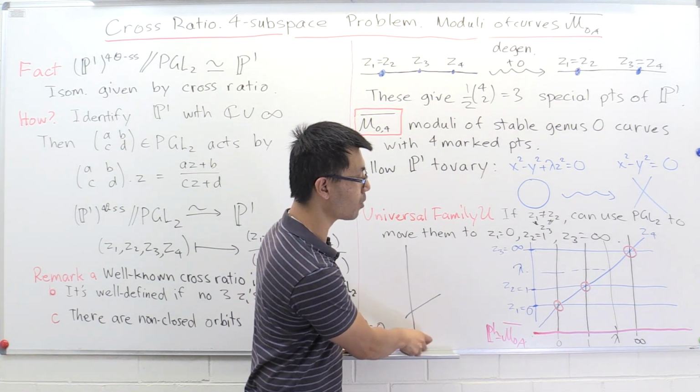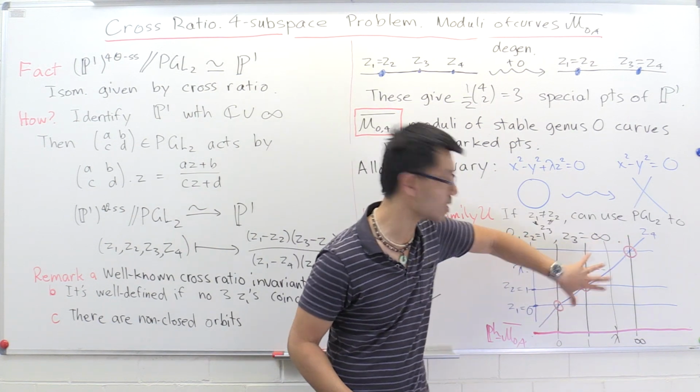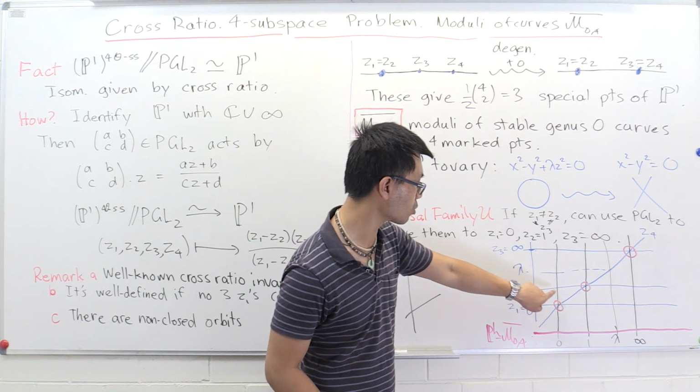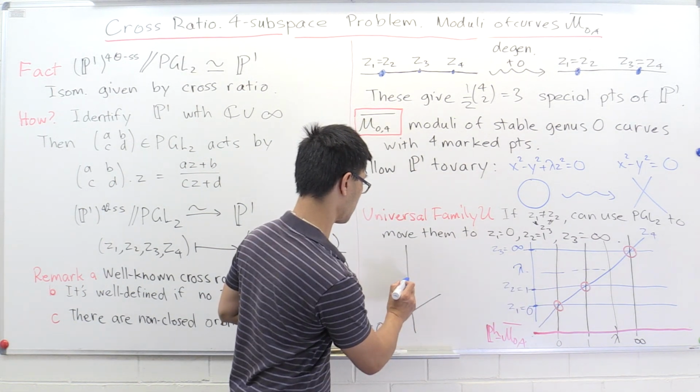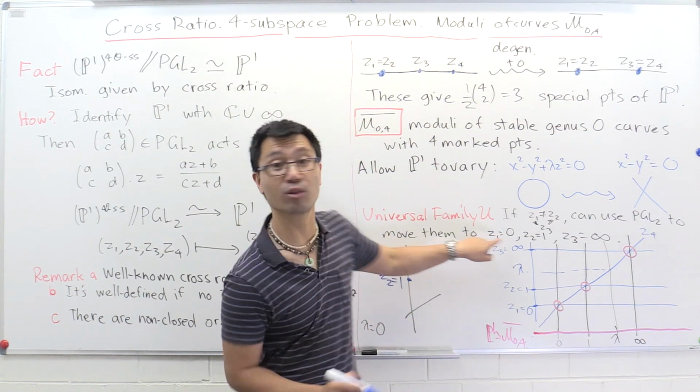Okay, so where are the marked points? Well, blowing up doesn't affect anything outside of these points. It's an isomorphism away from those points. So you still have Z2 equals 1 as a marked point. And Z3 equals infinity.